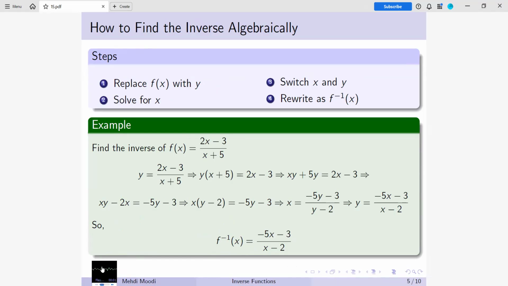Finding the inverse of a rational function is like untangling a necklace after it's been in your pocket all day. You patiently solve for x, then flip the roles. The key is, calmly move every term with x to one side and every term without x to the other side. Factor out the x and isolate it.